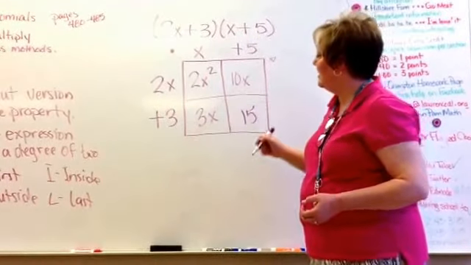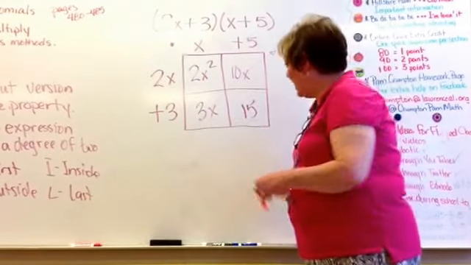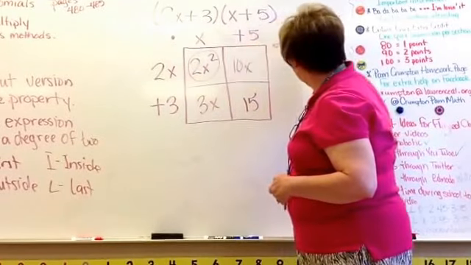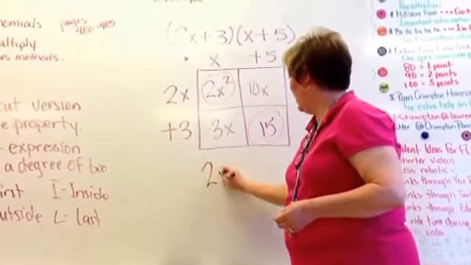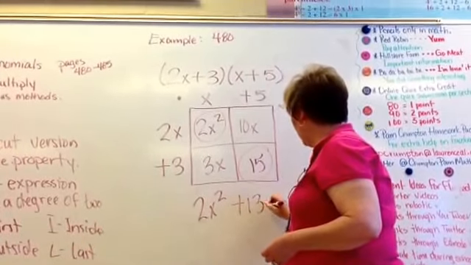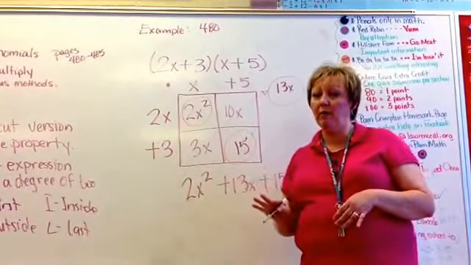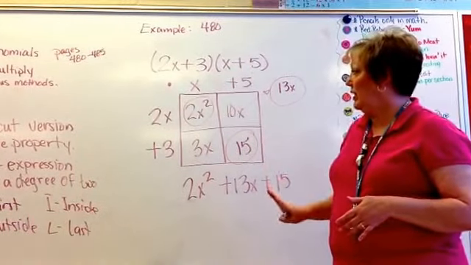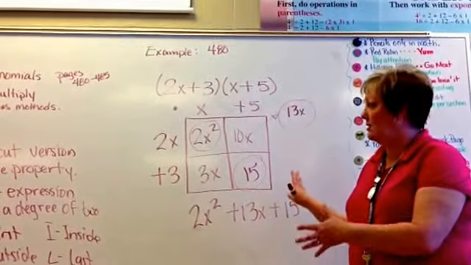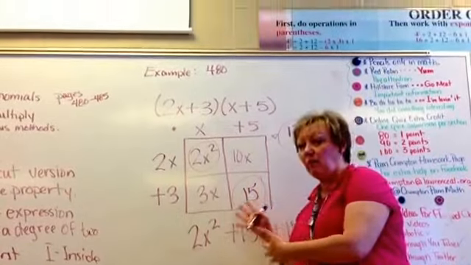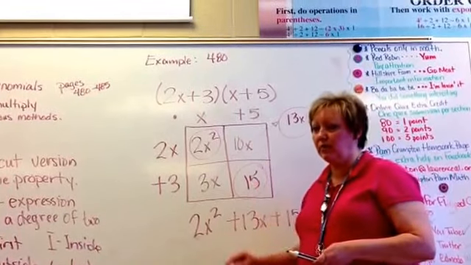Then, if you've done everything correctly, you're going to have like terms across the diagonal right here. 3x plus 10x is 13x. Then I take and put everything back together. And my answer, 2x squared plus 13x plus 15. Again, that's just another method to do the same problem that we previously worked. Take a look at this. If you understand this a little bit better than the FOIL method, then you are welcome to use this instead of FOIL. Like I said, this is not my favorite way to do problems, but if it clicks with you and you understand this, then I'm good with you using this method.